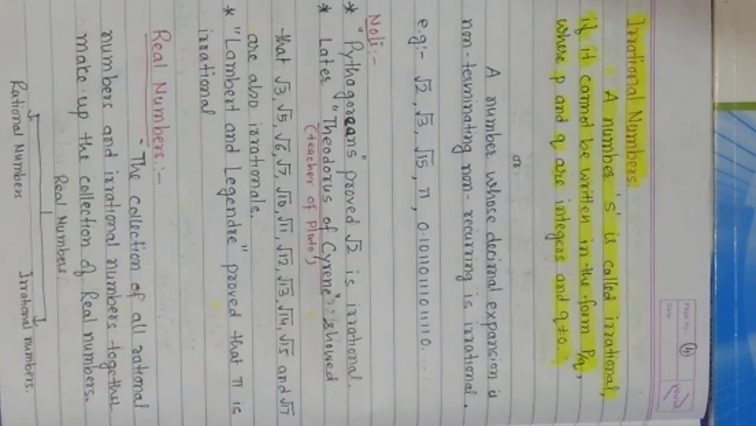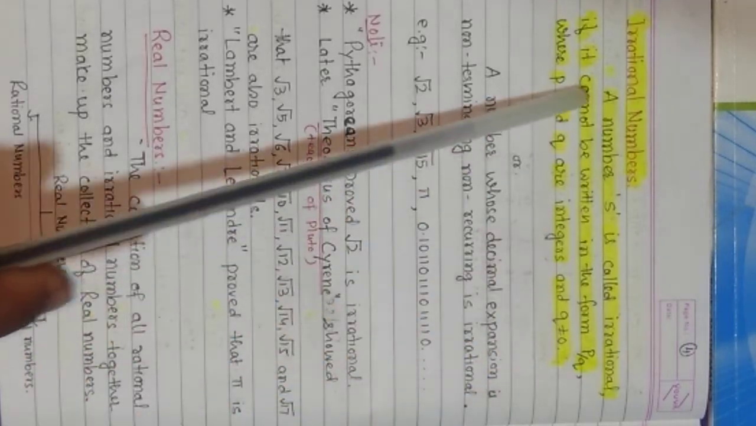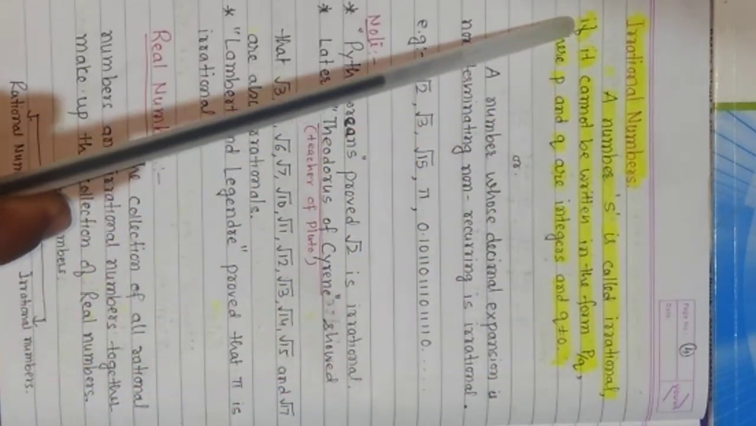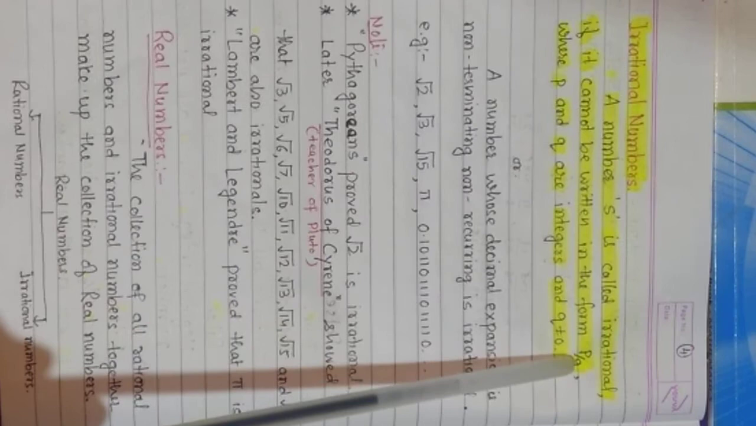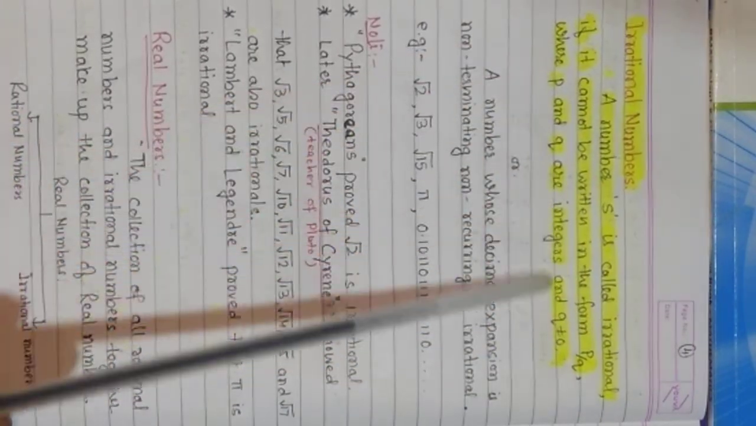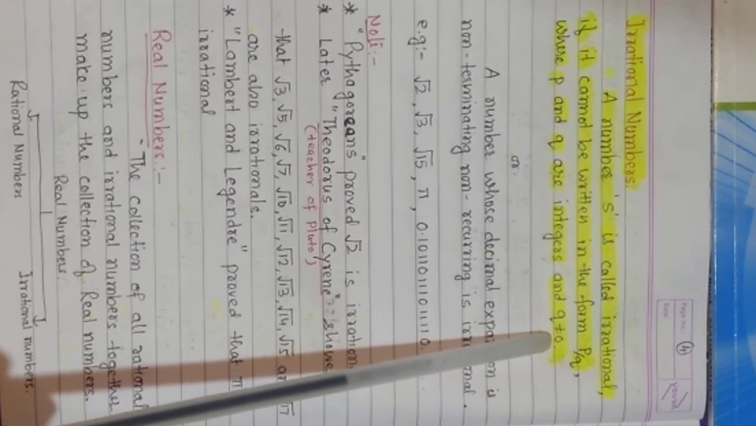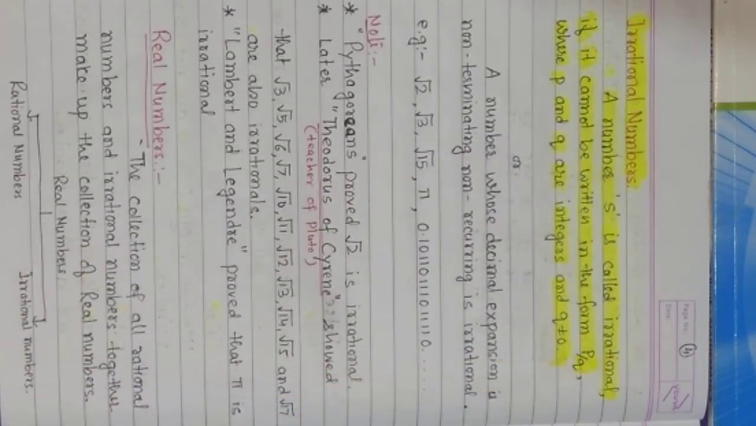Students, today we'll start with topic 4 of chapter 1, class 9th mathematics: irrational numbers. A number s is called irrational if it cannot be written in the form p by q, where p and q are integers and q not equal to 0. This is the basic definition of irrational numbers.